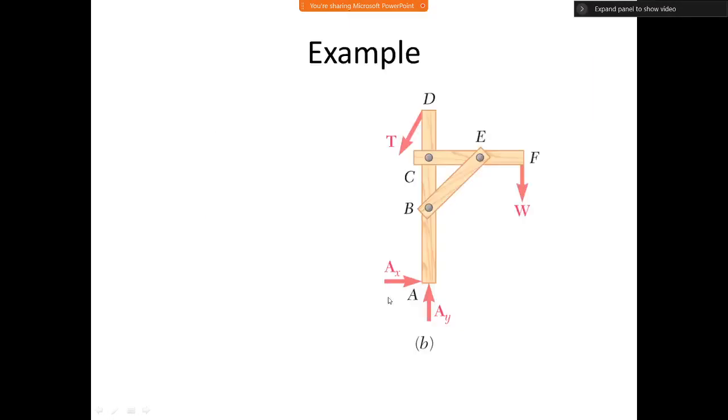So now what are the unknowns? The unknowns are the reaction forces at the pin joint A. So there is going to be AX and AY. There will be no moment because it is a pin joint. There is another tension due to the rope, T, which is unknown. In this case we do not know it.